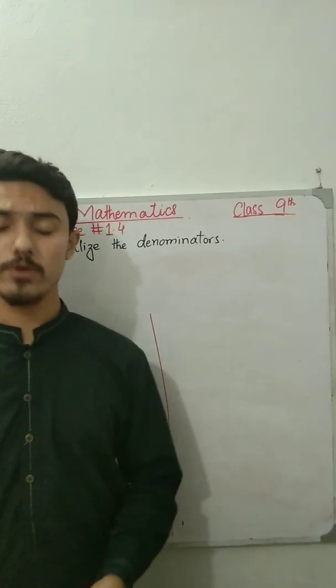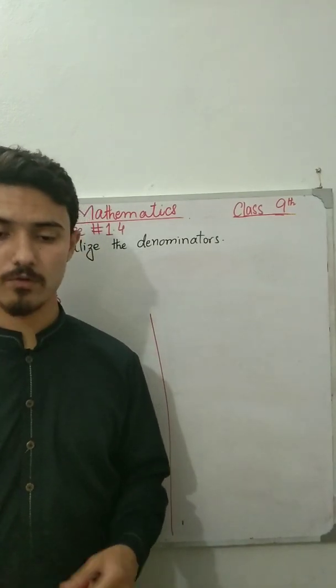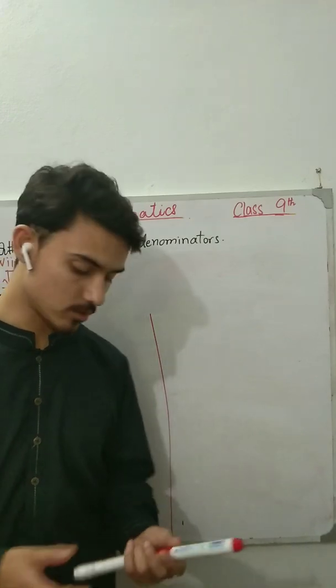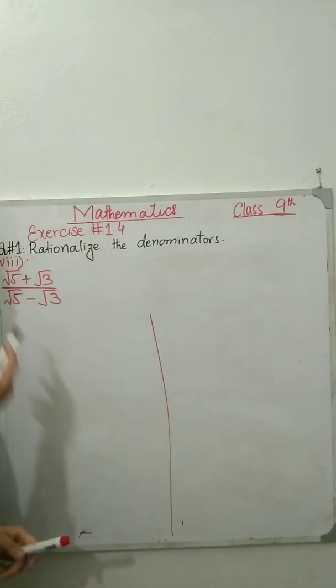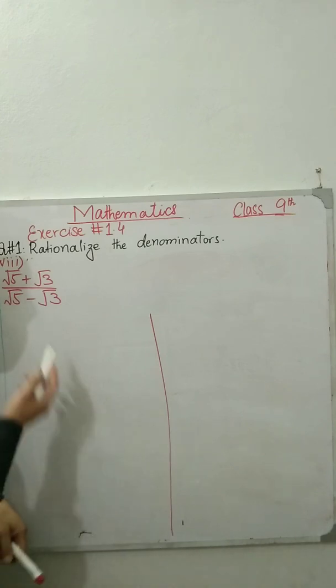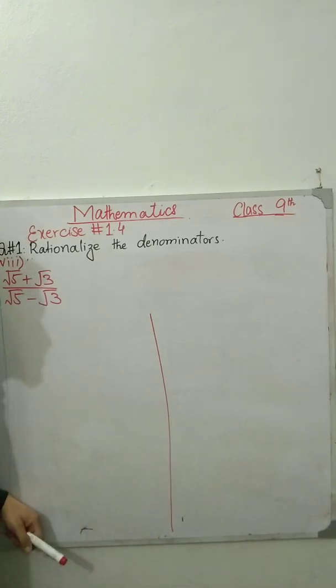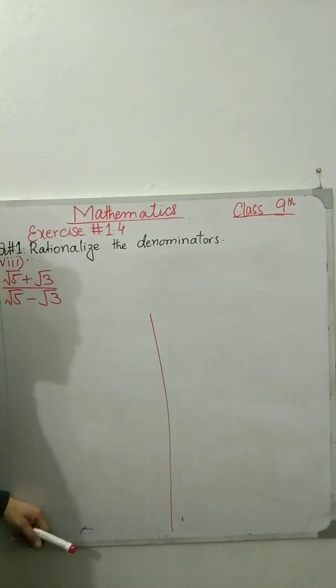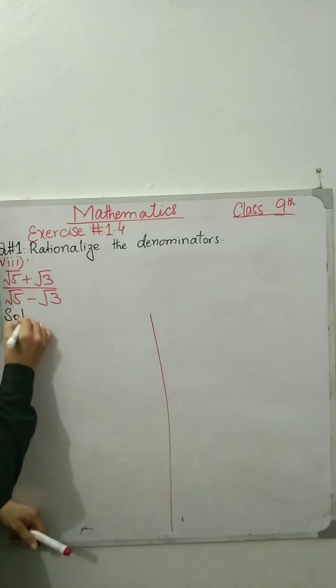Okay, so now we have part 8 of question number 1, exercise 1.4. Let's solve it. We need to solve this fraction. As we got a radical sign or a radical value in the denominator, we need to rationalize it. Remember it. Let's clear the further concept.